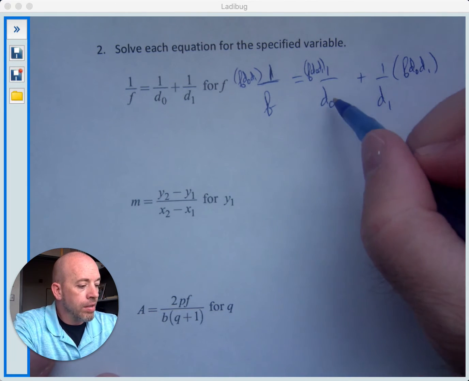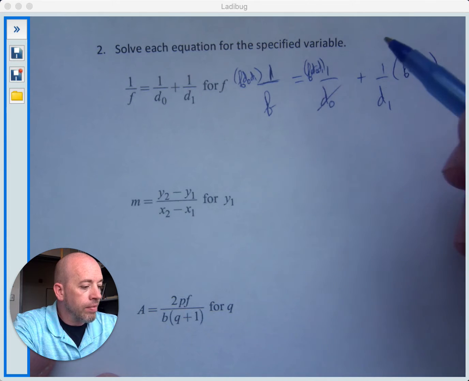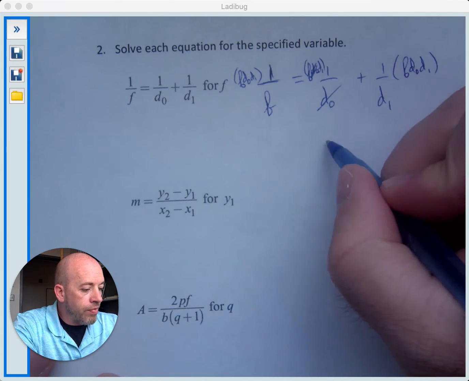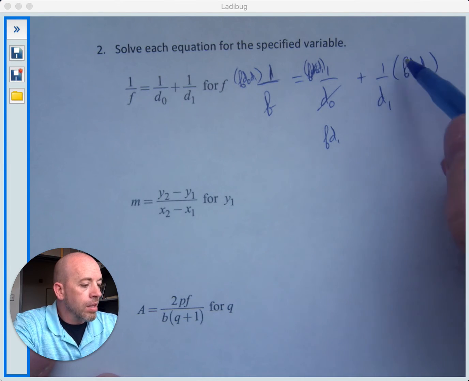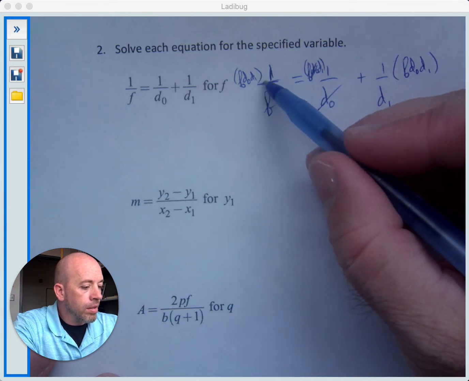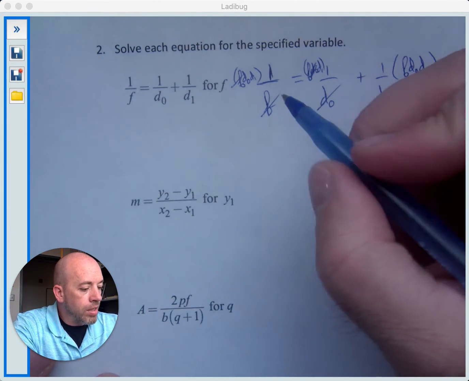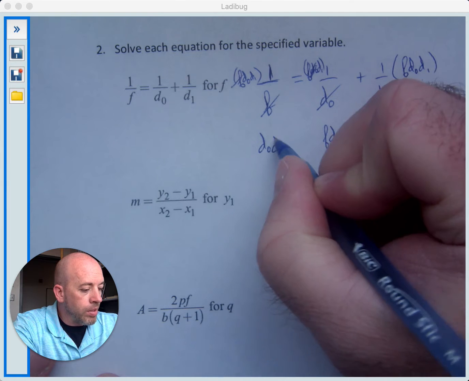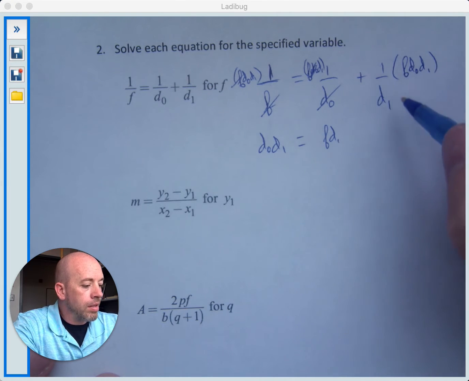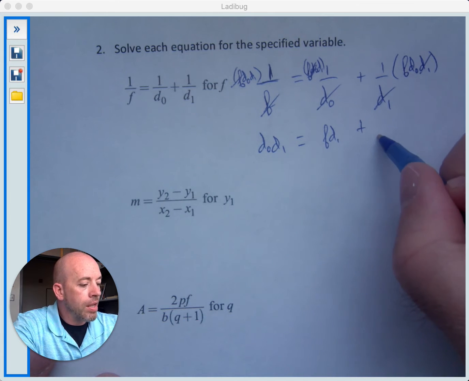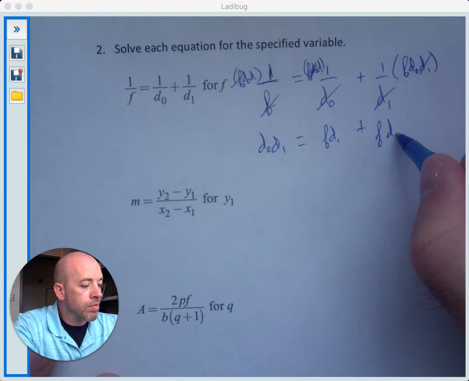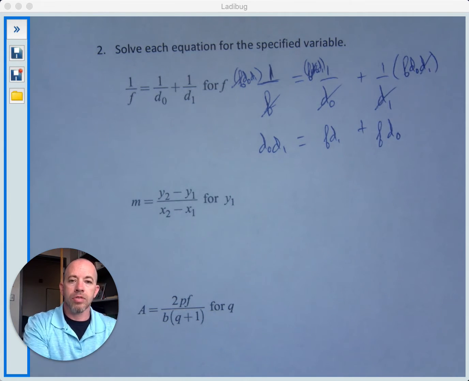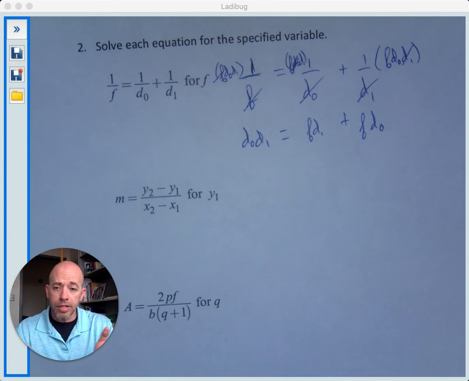Here the d sub 0's cancel, right? And so you get f d sub 1. Here the f's cancel, and you get d sub 0, d sub 1. And here the d sub 1's cancel, and you get f d sub 0. Okay, so we have an equation with no fractions at least, right?